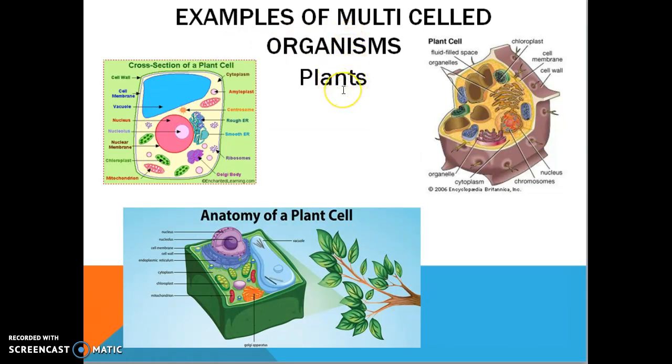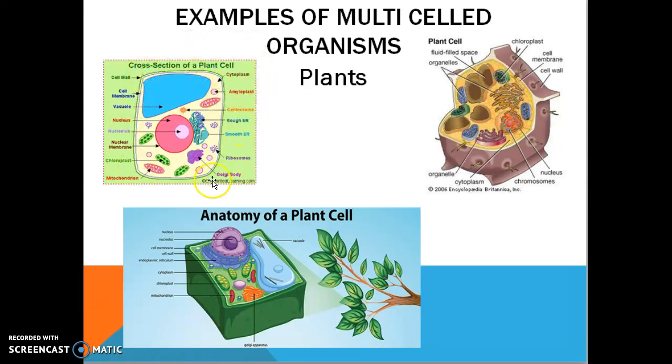So here are some examples of plant cells. This would be a cross-sectional view of a plant cell. If you were actually able to take a cell from a plant and cut it in half and look at it, this is how you would be looking at it.